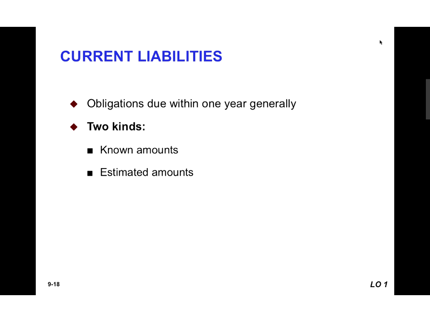Okay, now current liabilities are obligations due within 1 year generally. So now we're stepping back to the current liabilities bucket. These are things that we're going to owe within 1 year. There are two kinds of current liabilities: ones that have known amounts and ones that have estimated amounts.